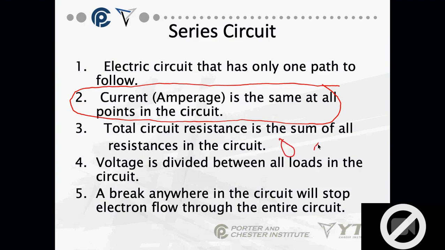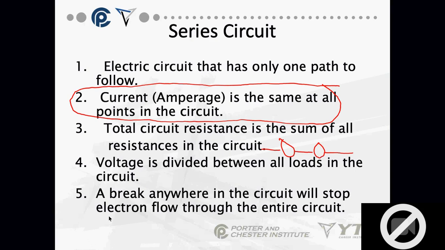But if I have two light bulbs in a circuit, the resistance adds together. The voltage is split between all the loads in the circuit. If you have two light bulbs, the voltage gets split between the two loads, and that's dependent on the resistance of the bulbs. Now, because there's a single path to a series circuit, a break or an open device anywhere in the circuit will stop the electron flow through the entire circuit.